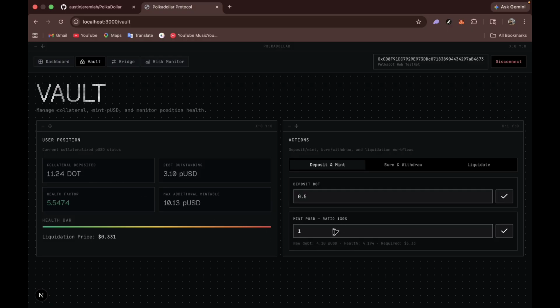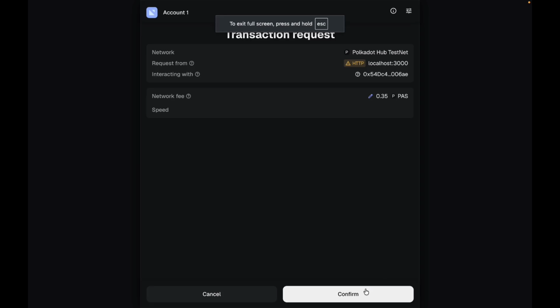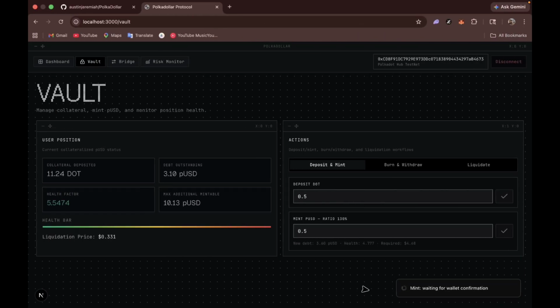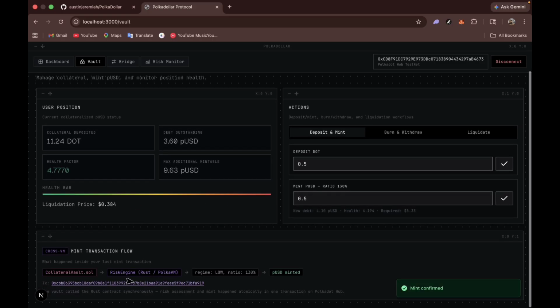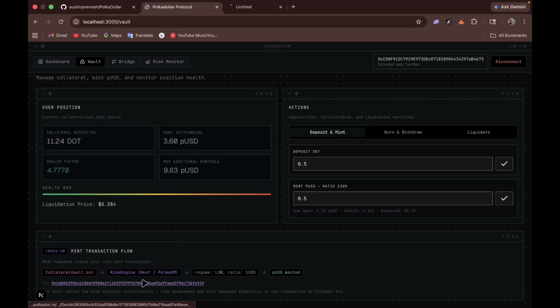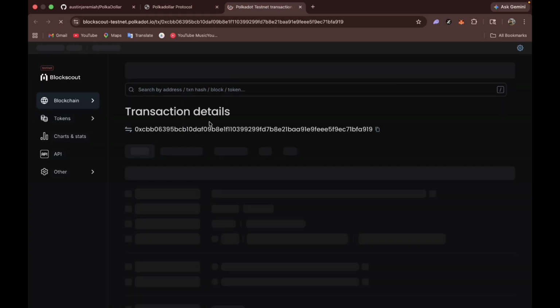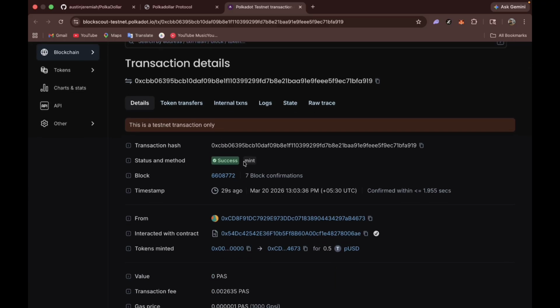Now I'm coming to the mint field. I'm minting 0.5 PUSD here, and let's see what happens inside the single transaction. As usual, we need to sign the transaction. After minting, 4 things happened. First, the vault calls the risk engine caller, that is Solidity calling the Rust contract through the precompile. The Rust contract computes the EWMA variance from the stored price history from the CoinGecko API and returns regime value 0, and the ratio is 130%, which is low.